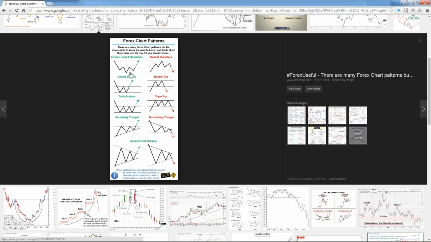So an inverse head and shoulders is very clearly bullish, right? Head, left shoulder, right shoulder. People freak out if they don't understand technicals, like, oh my God, we're starting to go up and then we're coming down. Here's your neckline. Once you break the neckline, it's off to the races.